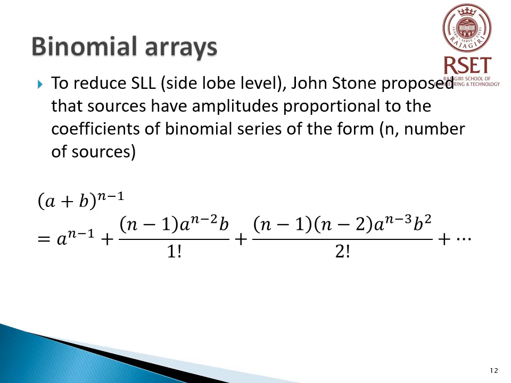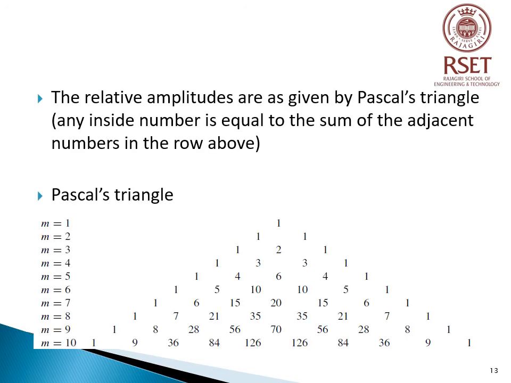proportional to the coefficients of a binomial series of the form shown, where n is the number of sources. Or you can say that for binomial arrays, the relative amplitudes are as given by the Pascal's triangle. Any inside number is equal to the sum of the adjacent numbers in the row above. So for a 3-element array, the relative amplitudes are 1, 2, 1. For a 4-element array, it will be 1, 3, 3, 1. For a 5-element array, it is 1, 4, 6, 4, 1, etc.